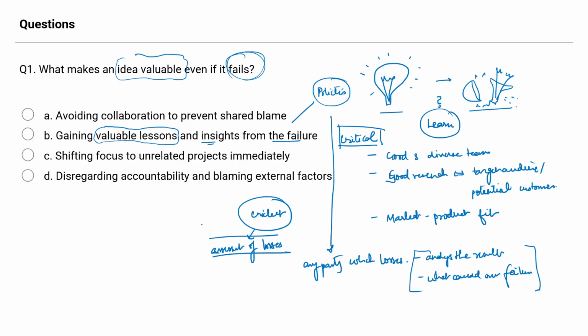And then finally, disregarding accountability and blaming external factors. Now that is something which we as humans always do. If we lose something, we try to blame. We don't try to own the blame. That is a very natural human tendency, to not own the blame.